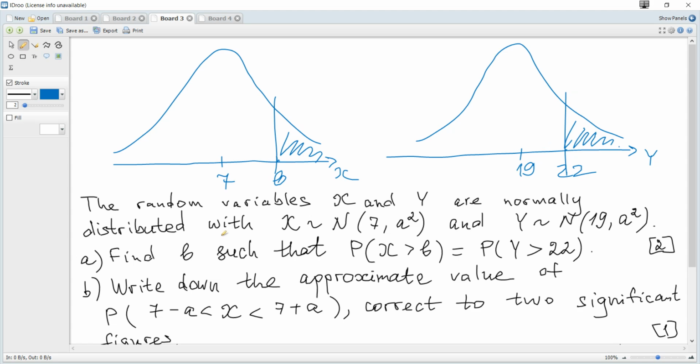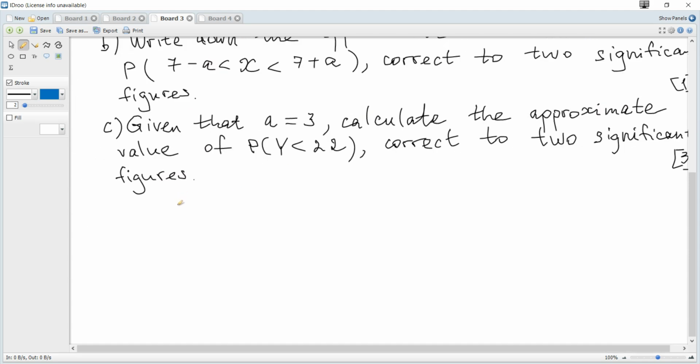So we can say that b minus 7 should be equal to 22 minus 19, hence b is 10.